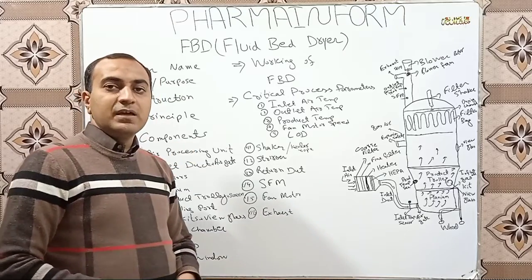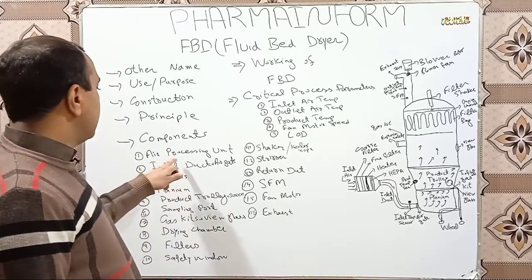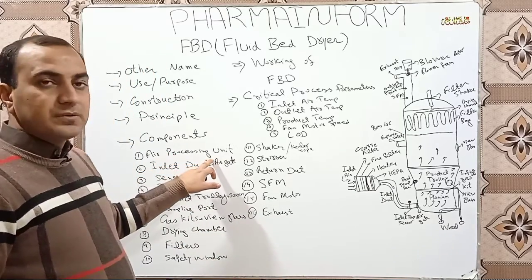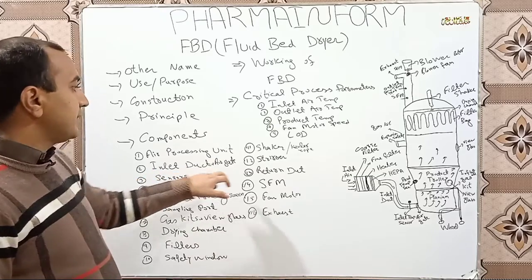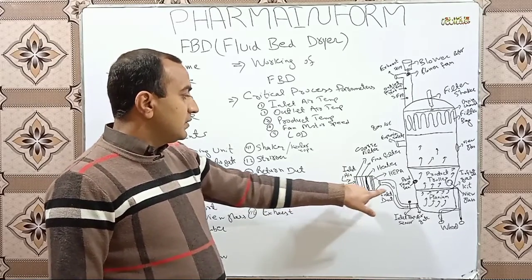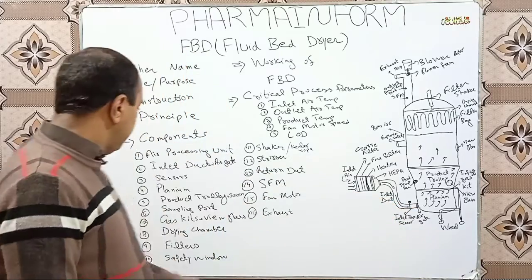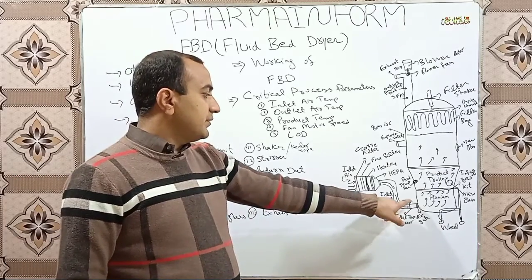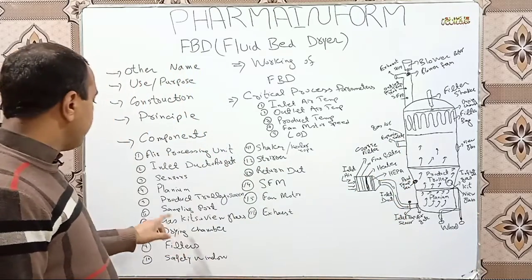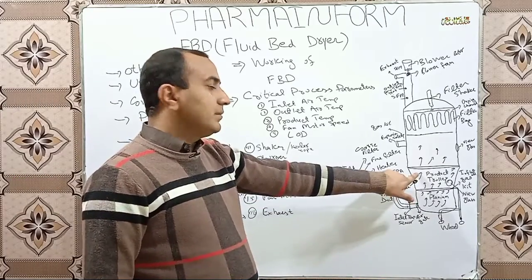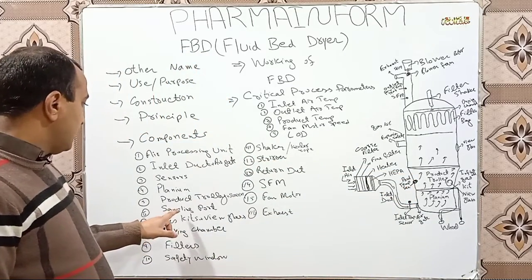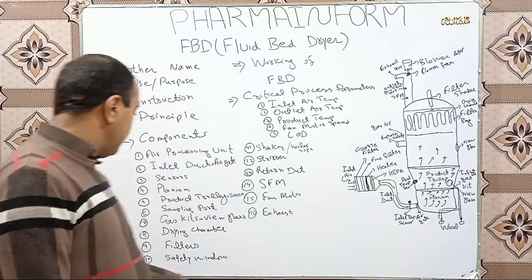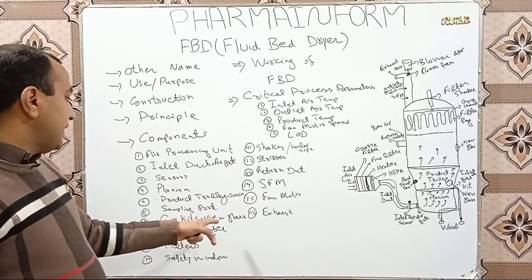First of all, have a look at the different components, then we will discuss each in detail. First one is the air processing unit, second one is the inlet air duct. This one is the air processing unit, this one is the inlet air duct. Sensors: different types of sensors are installed, we will discuss them one by one. Product trolley, basically this one is the product trolley. Sampling port: a sampling port is attached to the product trolley. Next one is the gasket and view glass.